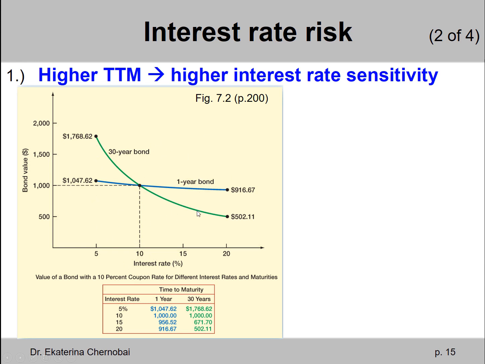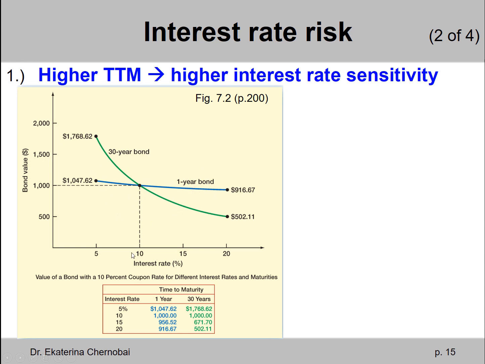Because we are comparing two bonds. The green line is a downward sloping line for a bond that has 30 years left to maturity. It's a 30-year bond. The blue line, which is a lot less steep, is for a different bond, which has only 1 year left to maturity. So it's a very long-term bond and a very short-term bond.